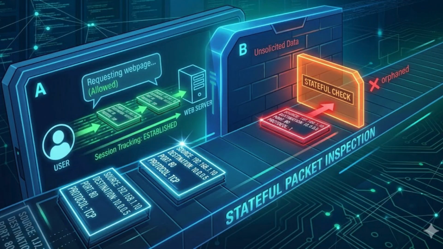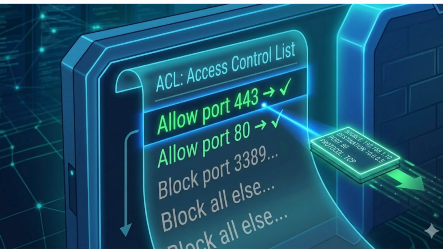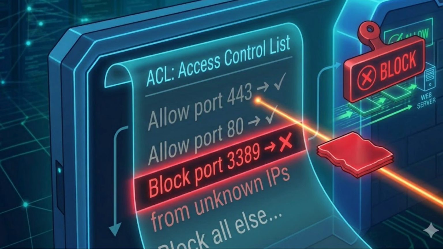A stateful firewall doesn't just check each packet in isolation, it tracks the entire conversation. If your browser requests a web page, the firewall knows a response is expected and allows the incoming data through. But if incoming data arrives that nobody asked for, the firewall blocks it. It's stateful because it remembers the state of each connection.